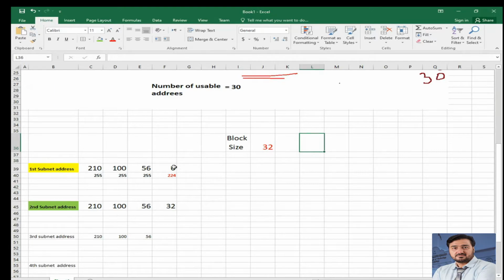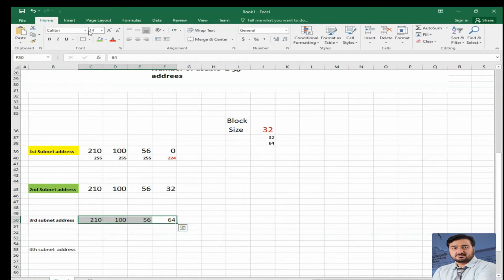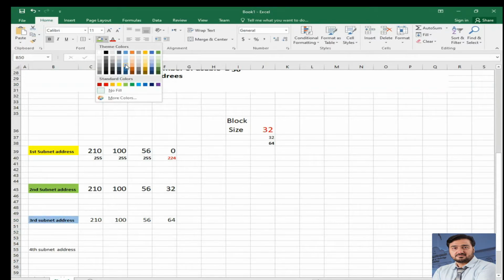The first subnet is 0, the second subnet is 32. What should be the third subnet? You need to add 32 to each number. 32 plus 32, how much? If you add both together, 64. So the third subnet is 64.